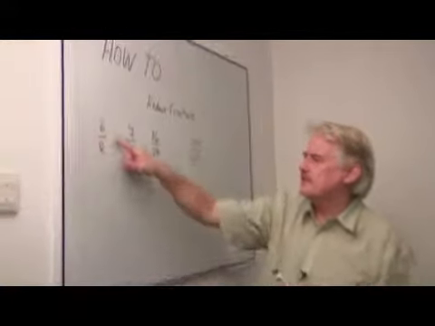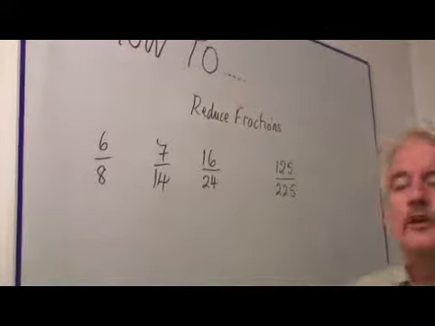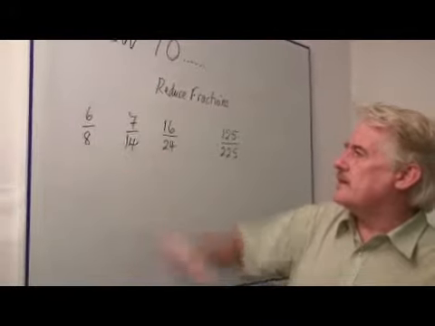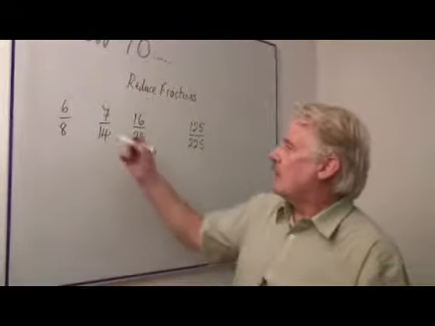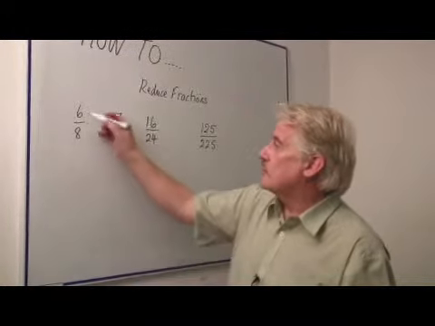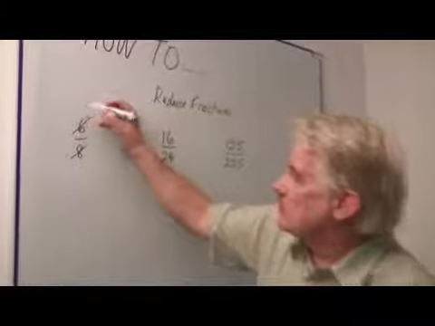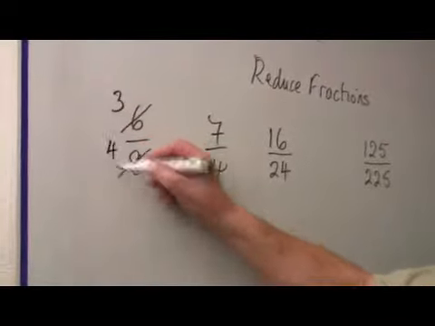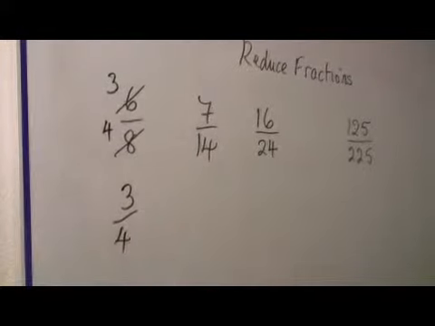Here's several fractions. 6/8. 6/8 is not a fraction that we normally would deal with. Let's look at 6 and 8. What number divides into both? And that is what we're going to do to reduce it. Well, we know that 2 will divide into both of these numbers. Let's divide 2 into them. So 2 into 6 goes 3. 2 into 8 goes 4. So in fact 6/8 is 3/4.